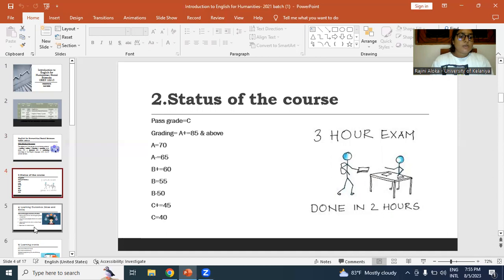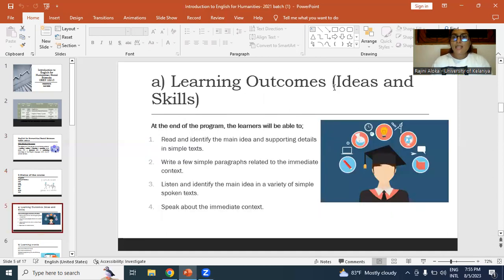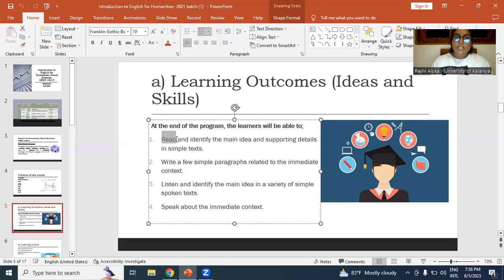Okay, so moving on. Learning outcomes, ideas, and skills. At the end of the program, the learners will be able to read and identify the main idea and supporting details in simple text, write a few simple paragraphs related to immediate context, listen and identify the main idea in a variety of simple spoken text, and speak about the immediate context. Okay, so as I told you earlier, we will be developing your reading skills, writing skills, listening skills, as well as your speaking skills.